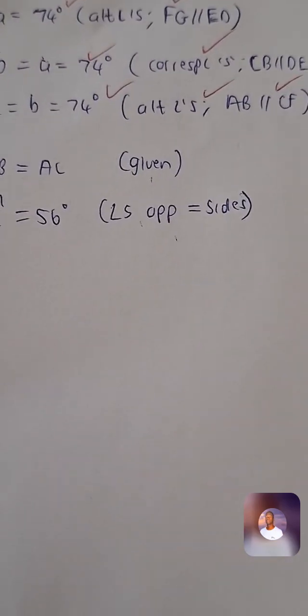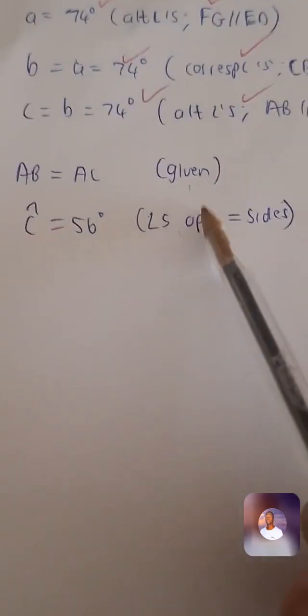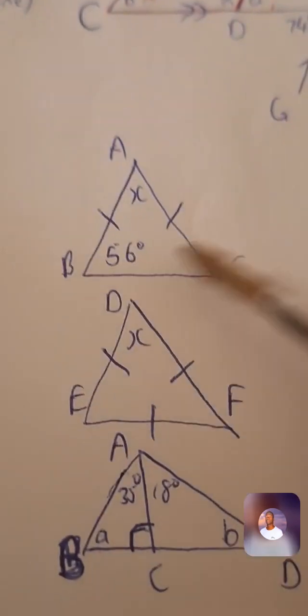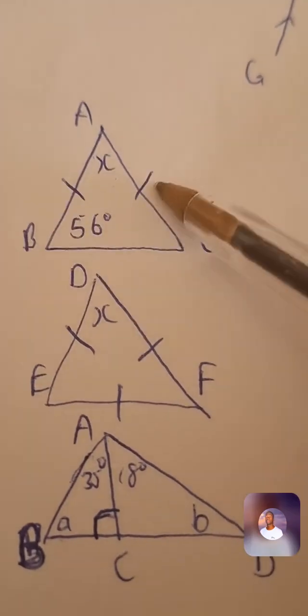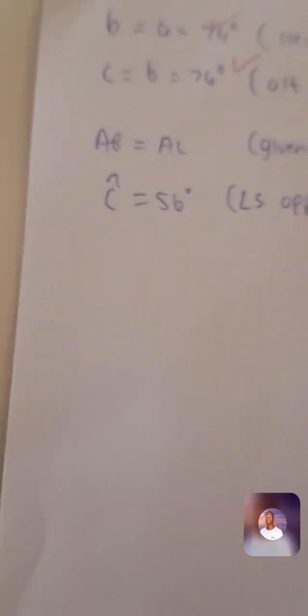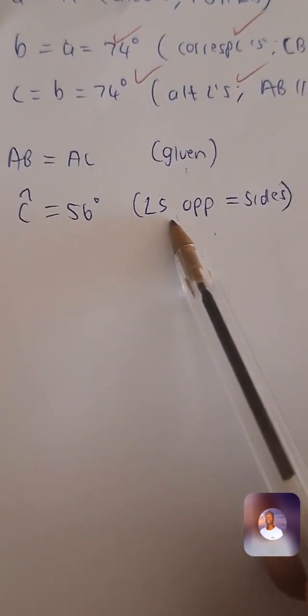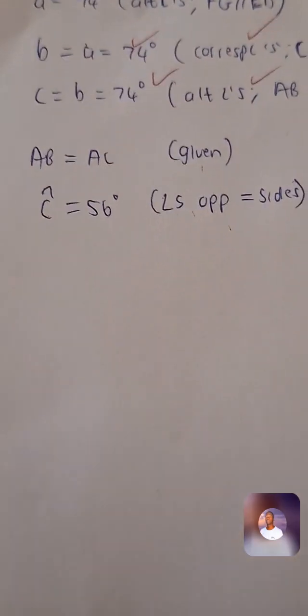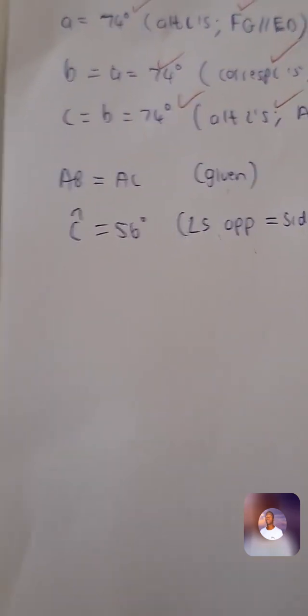All right, we use the acceptable reason that says these two angles are opposite equal sides. That's the reason that we use: angles opposite equal sides. And that's for all students in South Africa, guys. We use this reason. Everyone must subscribe to the reason. Okay, all right. Thank you.